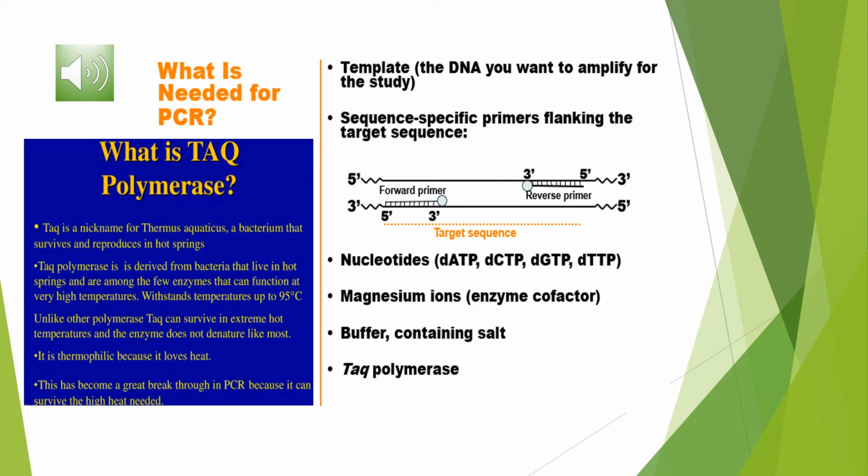Inside the PCR tube, we have the template, which is the DNA that we want to amplify, and we have the primers, and we have the nucleotides, which will match with the primers, and we have the magnesium ions, which help all these reactions take place, and we have the buffer containing salts, and we also have the Taq polymerase. Once we have the primers corresponding with the particular nucleotides, we put them into chains. That is where the Taq polymerase comes in.